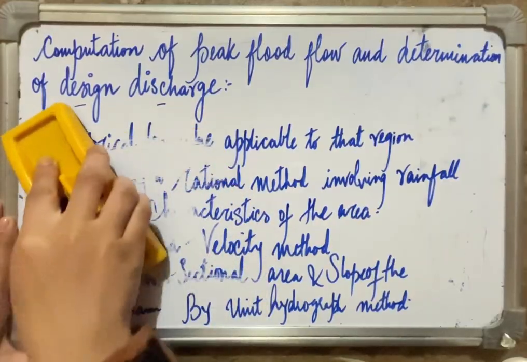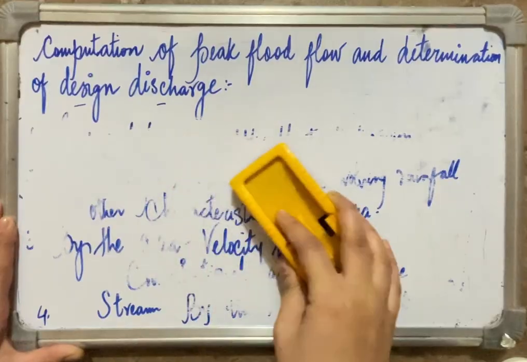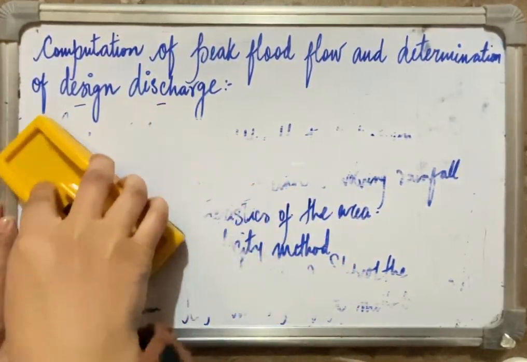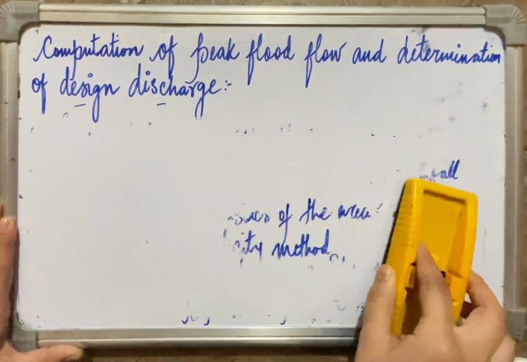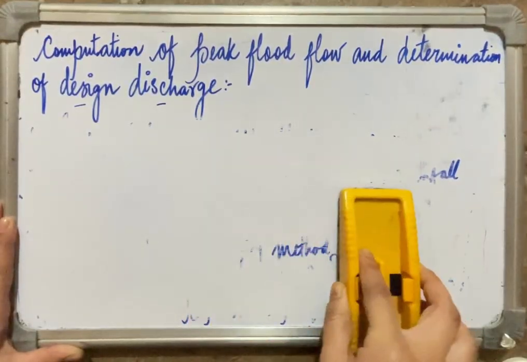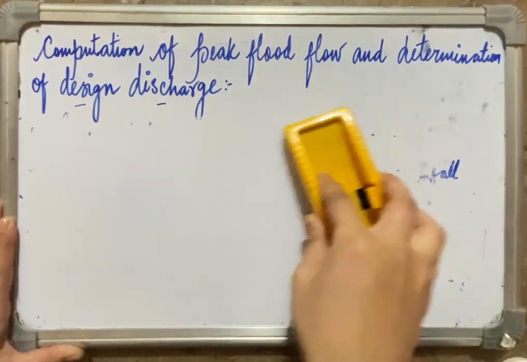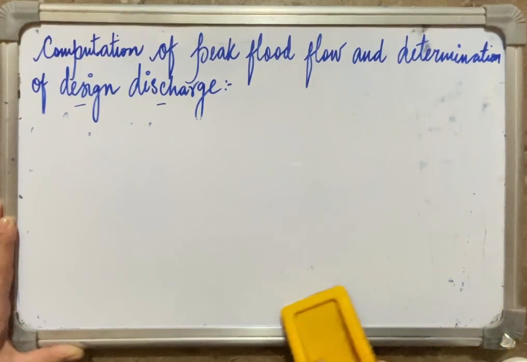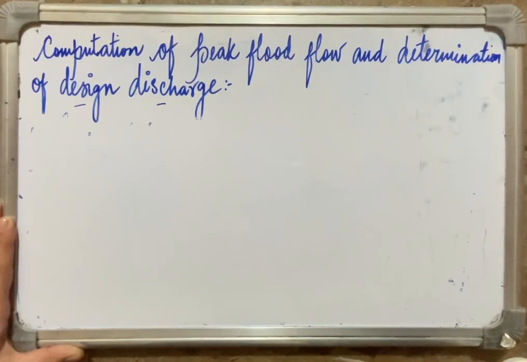First one was by making use of empirical formula applicable to that region. The second one being by using a rational method that involves the rainfall and other characteristics of that particular area. Third one being by making use of the area velocity method, in which we take hydraulic characteristics of the stream, particularly that of cross-sectional area and slope of the stream. The fourth one was the unit hydrograph method.